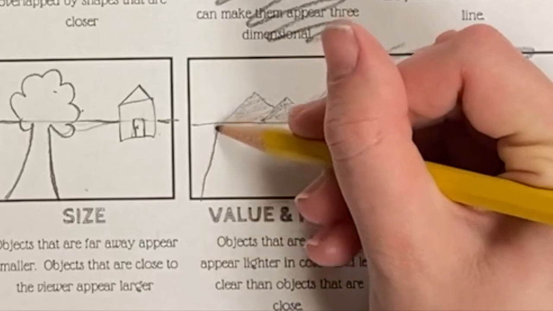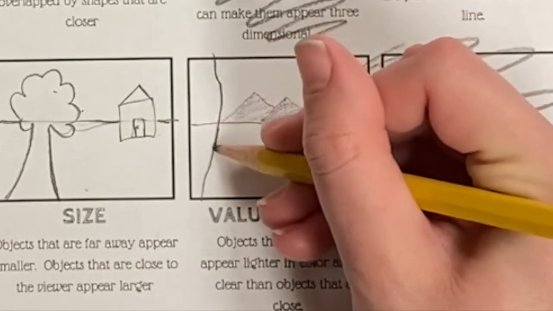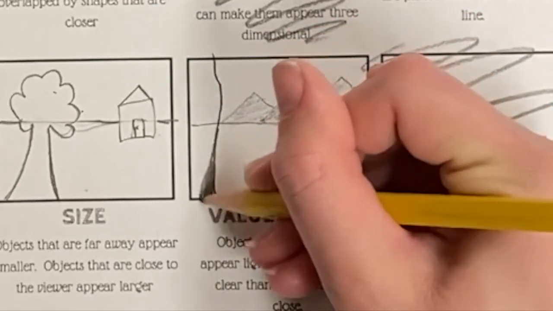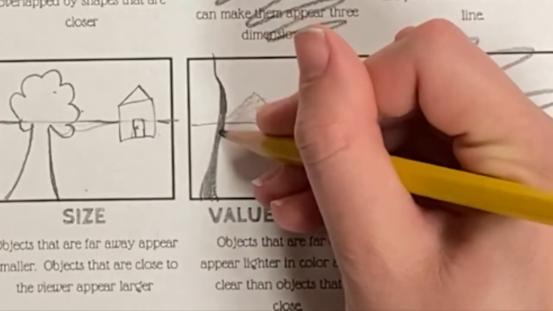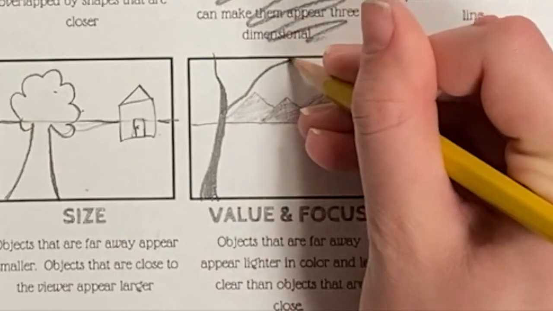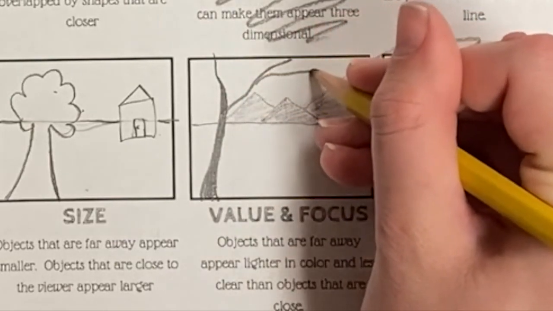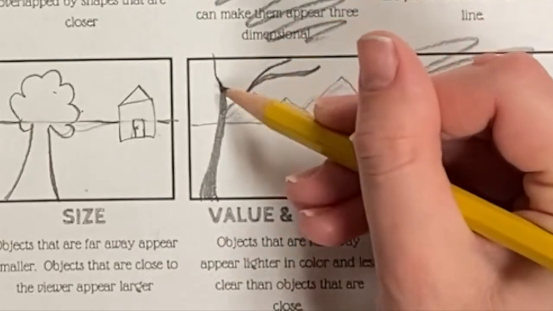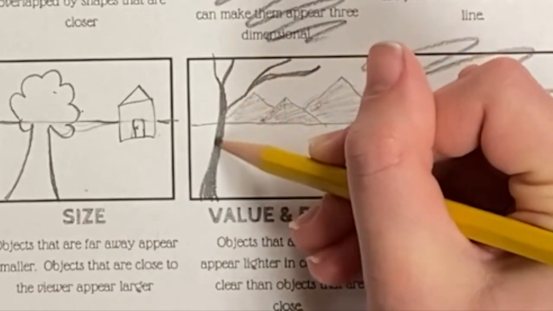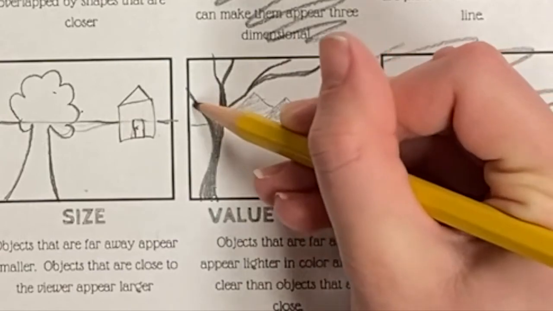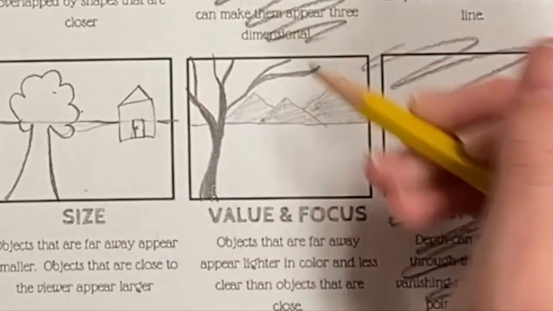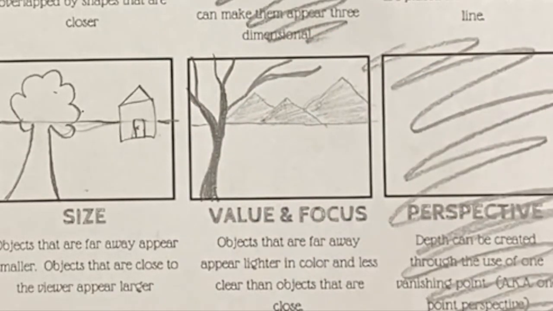Now I'm going to draw a tree, and I'm going to make my tree very dark. So I'm putting a lot of pressure on my pencil to make it very dark. So things that are darker are closer to us, and things that are lighter are further away.